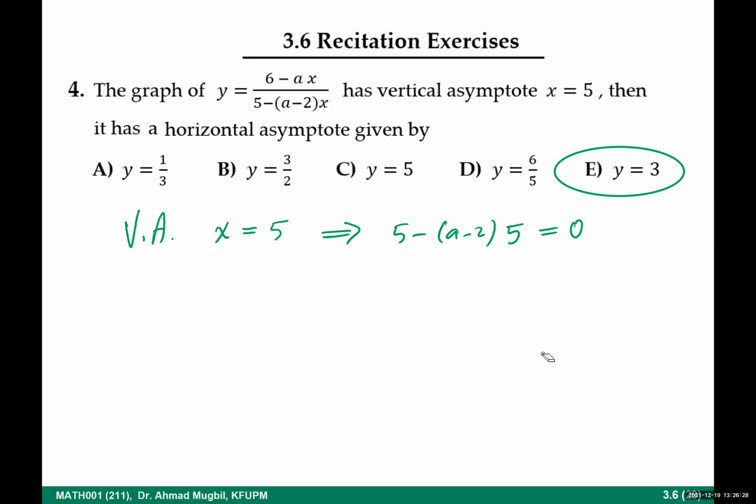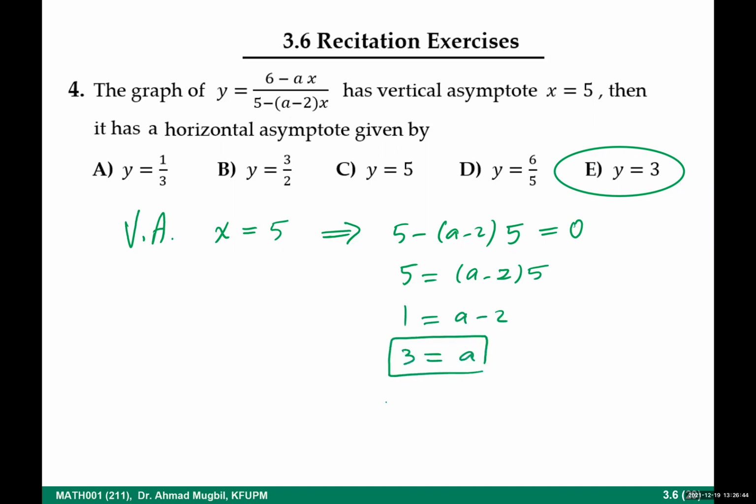Now you have an equation with one variable. It will be 5 equals A minus 2 times 5. Divide both sides by 5. A equals what? 2, 3. This is A.